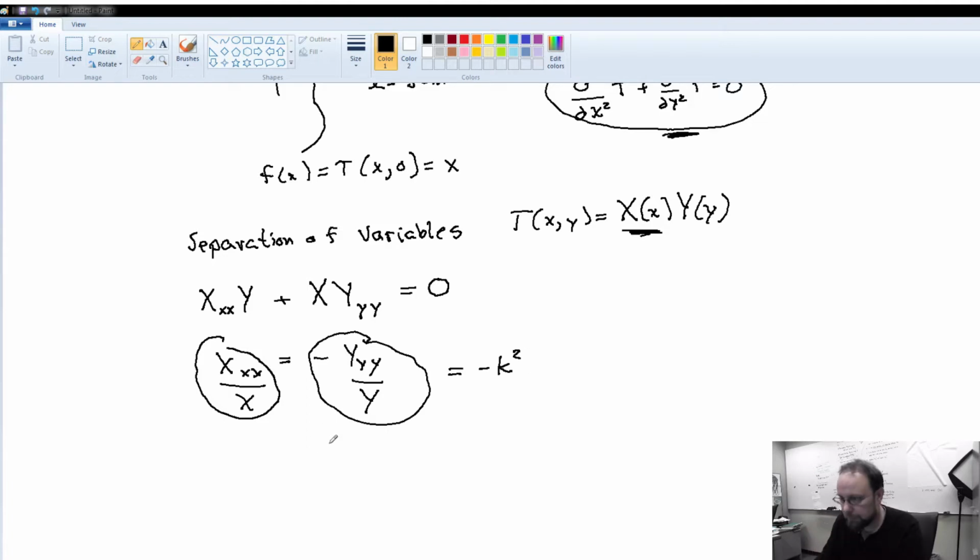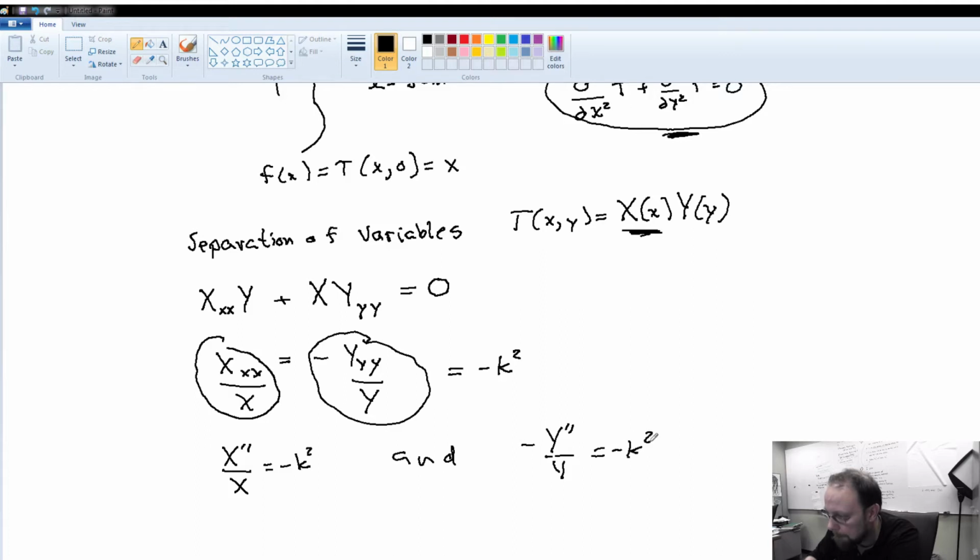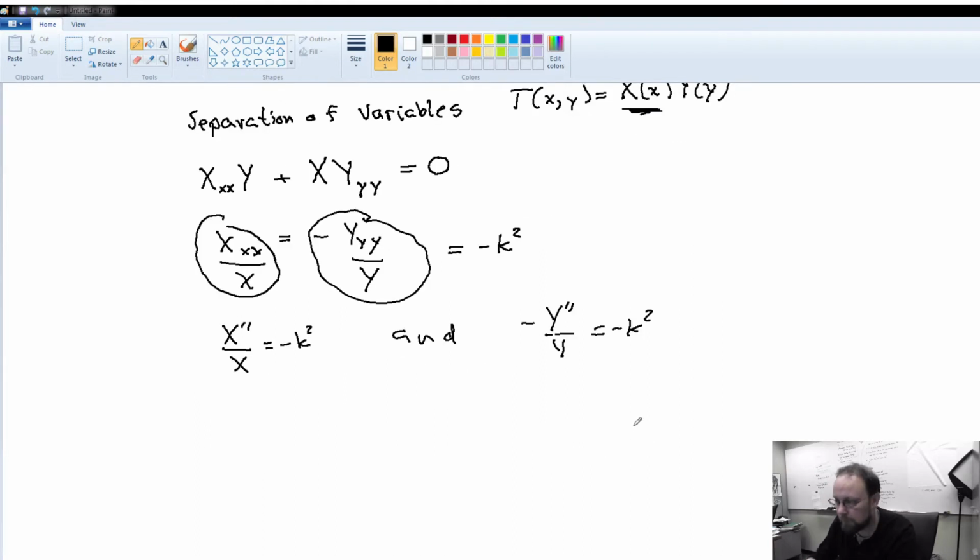Okay. From here we get two separate equations, and these are now simple differential equations. The first one we get X double prime, where we now know that double prime means derivative with respect to x twice, over X is minus k squared, and the second equation is negative Y double prime, second derivative with respect to y, over Y equals minus k squared. Alright, so we solve both differential equations. I'll write it like so. It's just some algebra there.